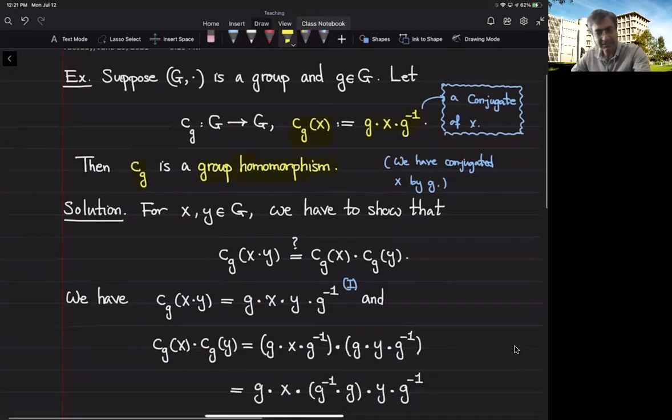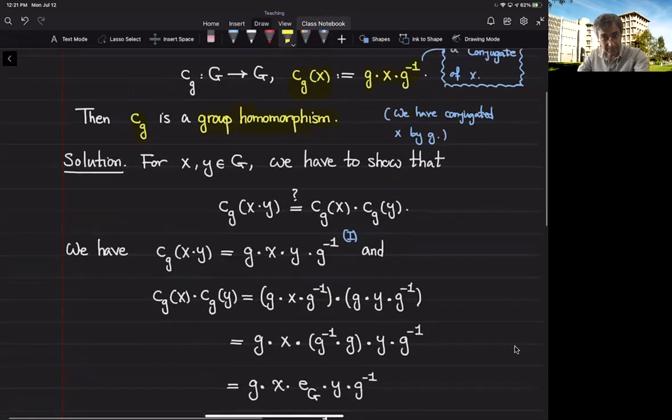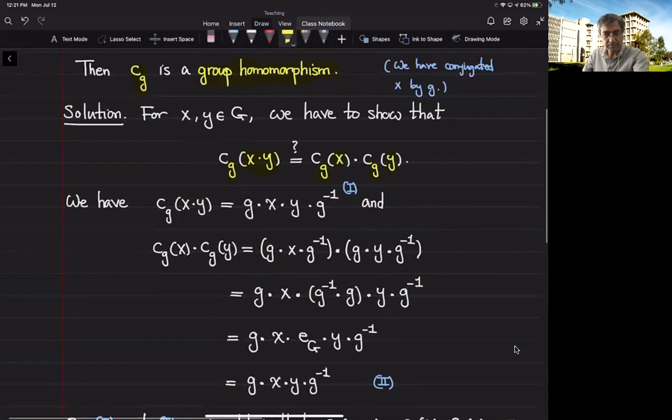Okay, so the claim is that conjugation by g is a group homomorphism. What does that mean? That means I need to show that when I conjugate x times y by g, that's the product of conjugating x by g and conjugating y by g. And the order doesn't change, it stays the same. If it is x times y, then conjugation of x, then conjugation of y. Okay, let's write them down.